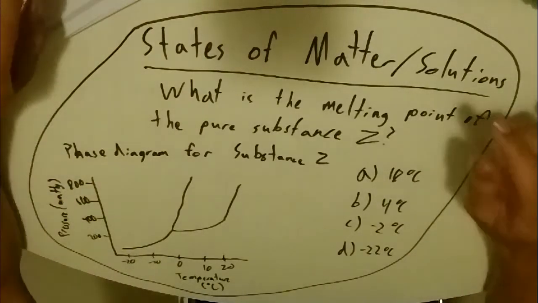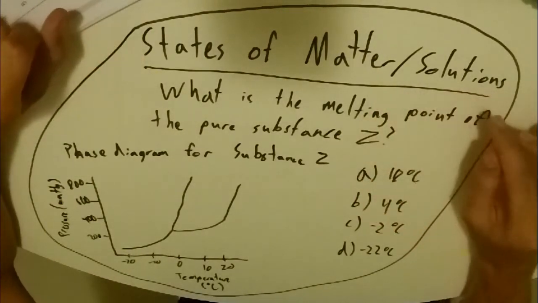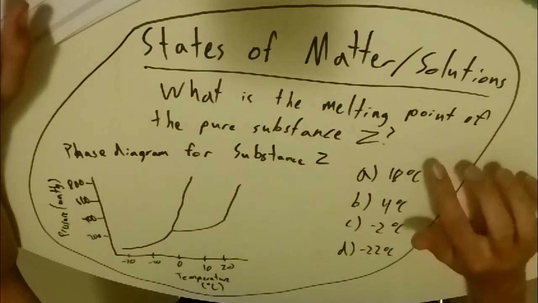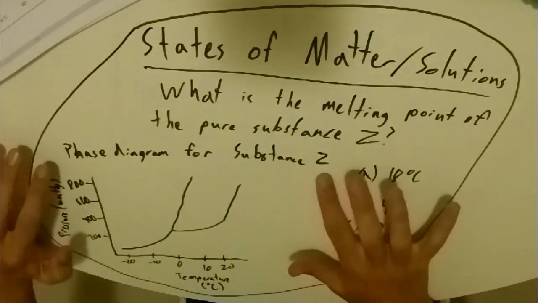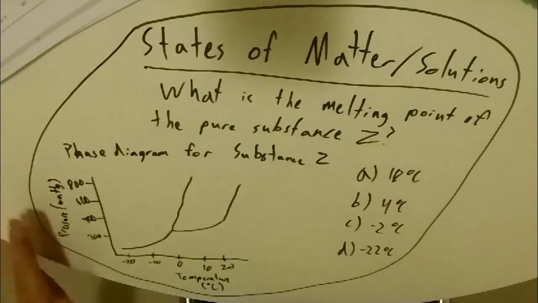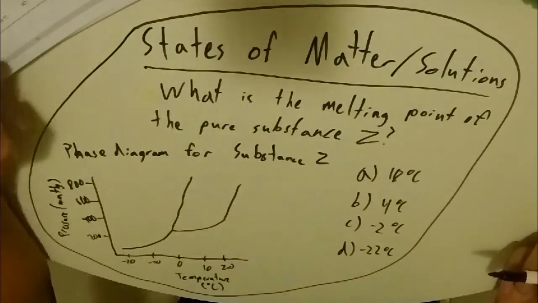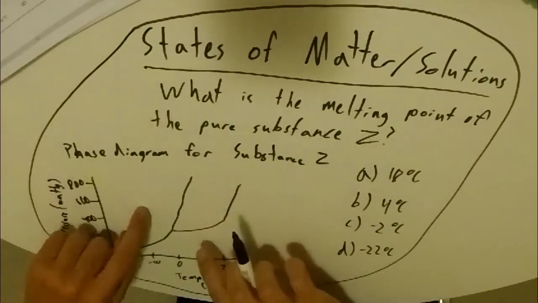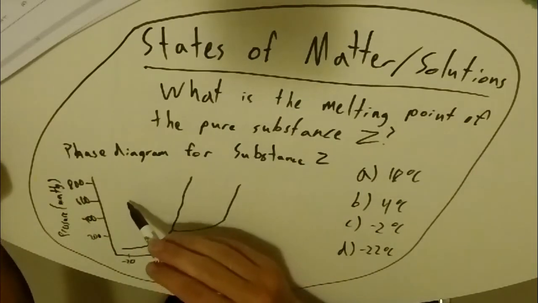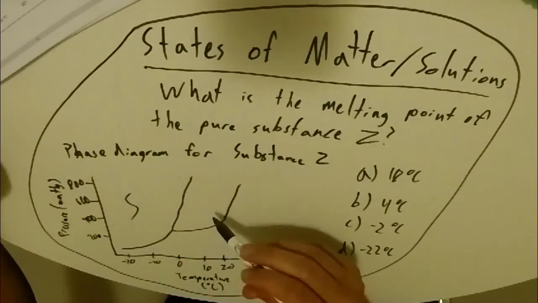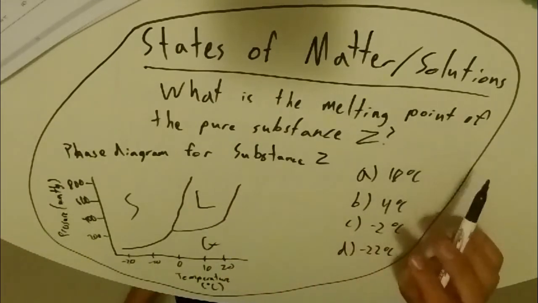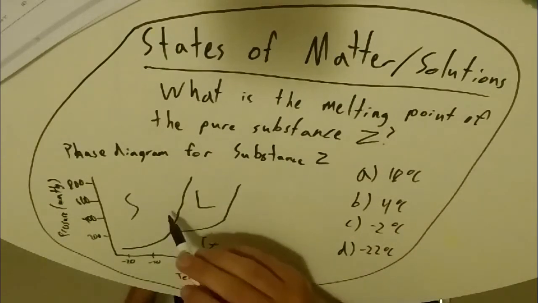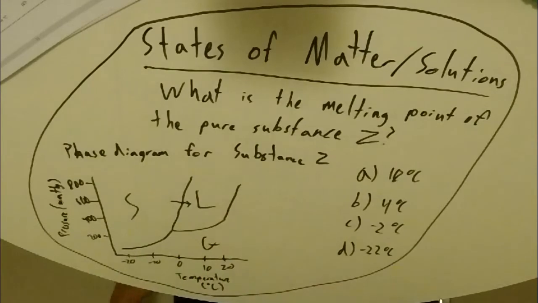Okay, so this section is the states of matter and solutions. And the question is, what is the melting point of the pure substance Z? They give us a phase diagram for substance Z with pressure on the y-axis and temperature on the x-axis. So the trick is knowing what is what in each of these sections. So this section is solid, this section is liquid, and this section is gas. And you're asked for a melting point. Now that usually means from solid to liquid, so that transition there.